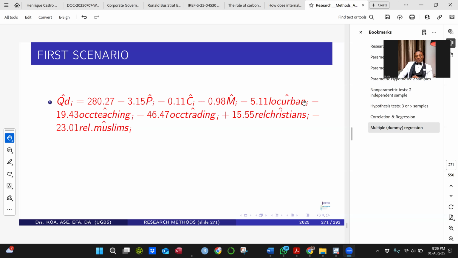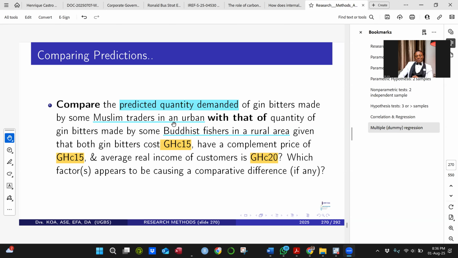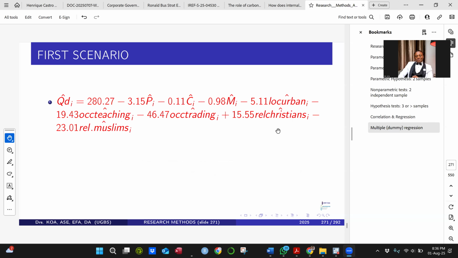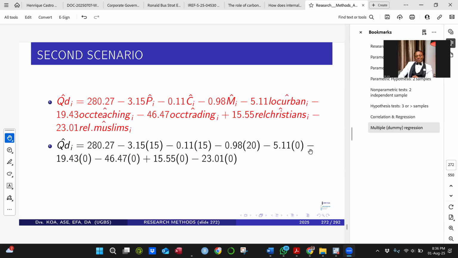Now come back to the realities. The location urban, what will be the value? The people are Buddhist fishers in that area. What will be the value of urban? 0. Occupation teaching. 0. Occupation trading. 0. Religion Christian. 0. Religion Muslim. 0. So that is it. They will all be 0 according to the principles. And when you do that, you're going to get 211.62 approximately.